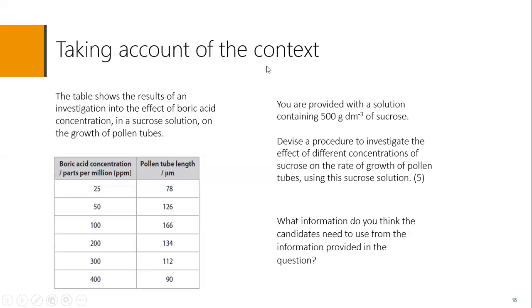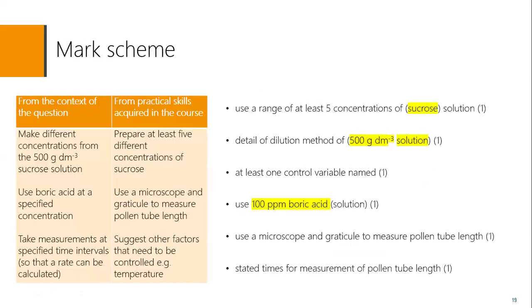So if we move on and have a look at the mark scheme. The mark scheme was use at least 5 concentrations of (sucrose) solution. The sucrose is in brackets because sucrose is in the stem of the question, so you don't need to state sucrose. It just says use a range of at least 5 concentrations of solution. However, if you put something other than sucrose, that would make it incorrect. There's a mark for a detail of the dilution method of the solution that you're starting with.